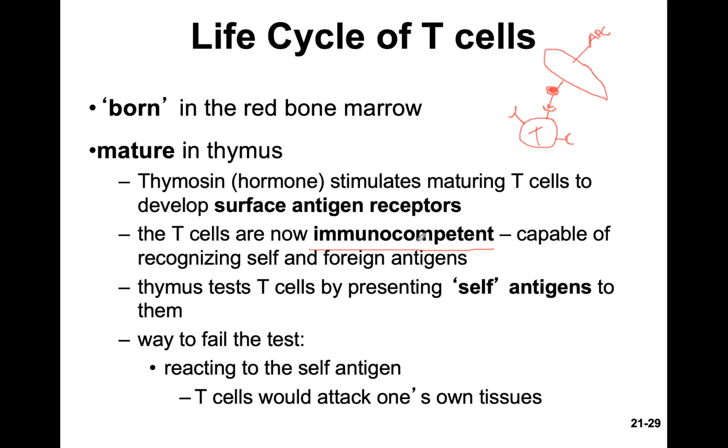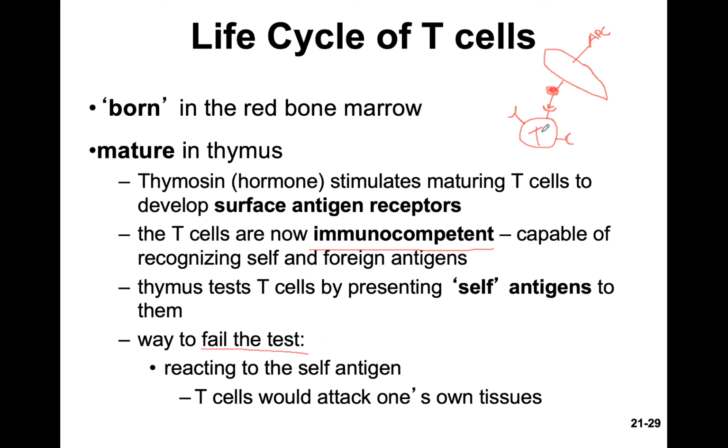So the thymus itself, that whole gland, is able to test all of your T cells and present those T cells with self-antigens. When you present a T cell with a self-antigen, this T cell shouldn't react to it. It's an antigen that's part of your own self. Why would you want your immune system to attack your own cells? So if a T cell binds to a self-antigen during that testing process and it reacts to the self-antigen, that T cell has just failed the test.